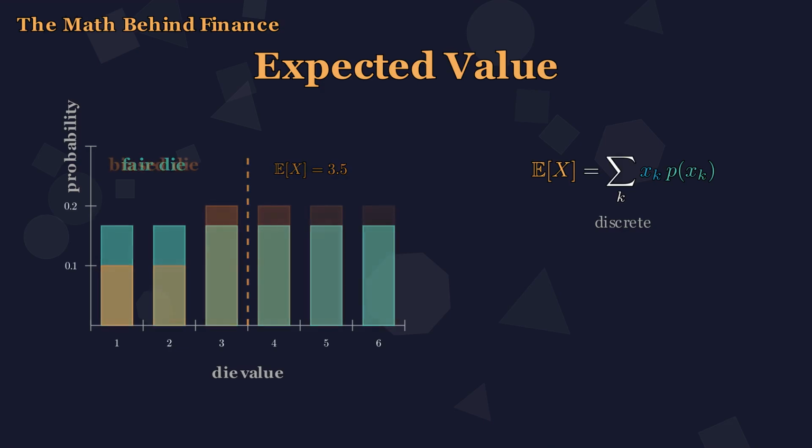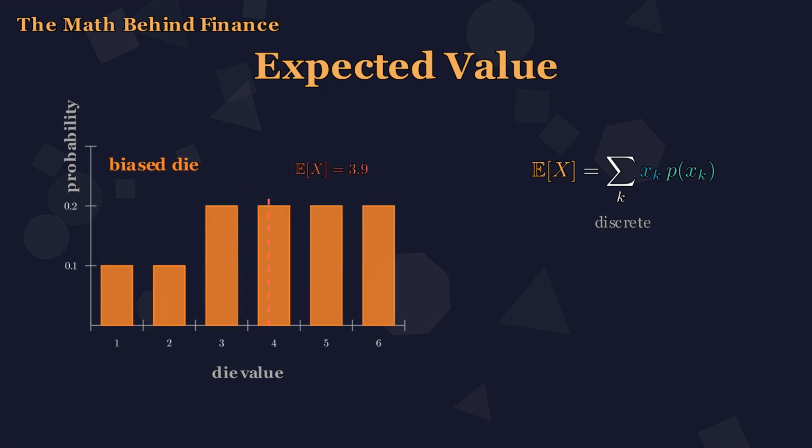Now bias the die. 3s through 6s are twice as likely as 1s and 2s. The expected value shifts to 3.9. For any discrete random variable, the recipe is the same, sum x times p of x. For a continuous variable, the sum becomes an integral of x times the density.